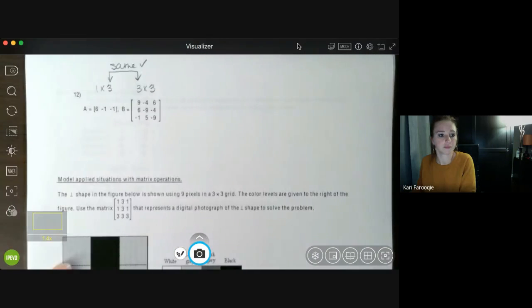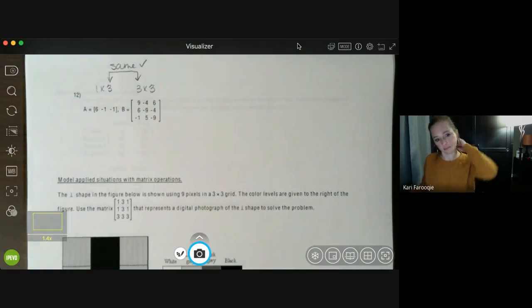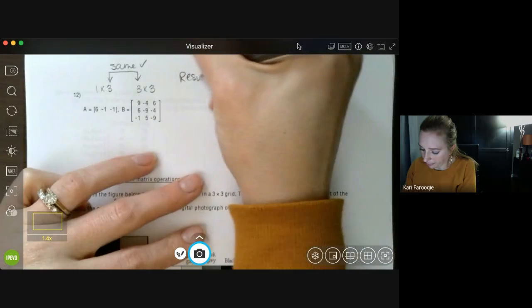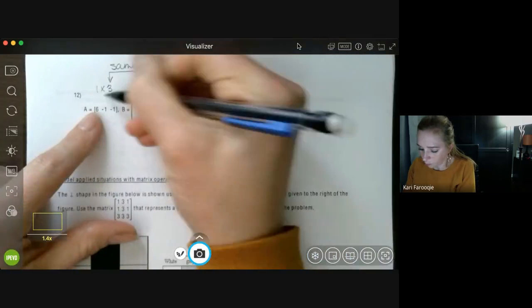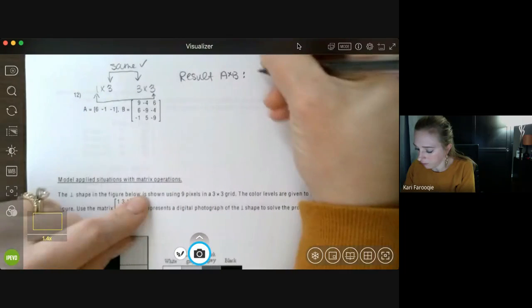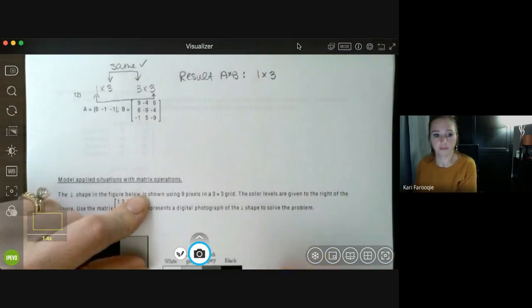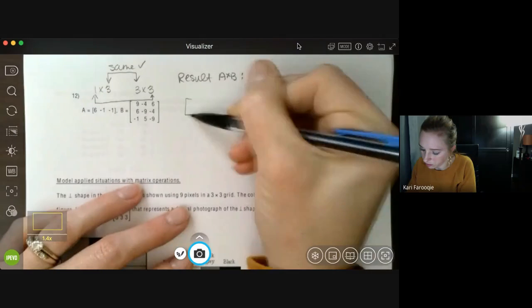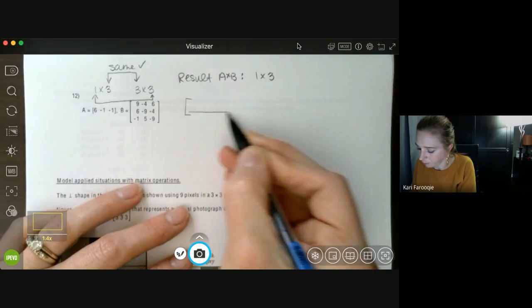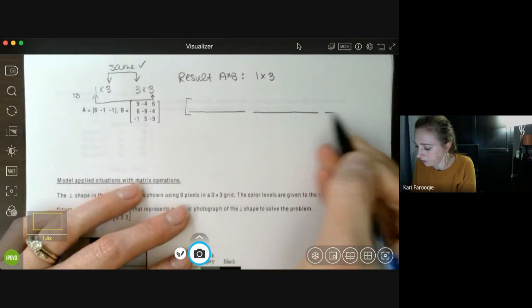Check. Just make sure that you're doing rows times columns, because if you do columns times rows, then you're going to get the wrong conclusion. Your result, A times B, is going to have the dimension 1 by 3. So you know that you're looking for, in the end, a matrix with 1 row, 3 columns.